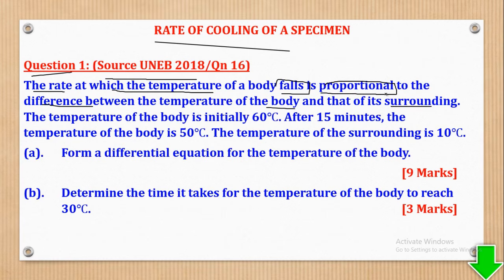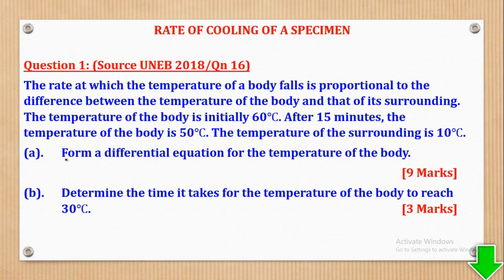Like I told you, the differential equation you are going to solve, sometimes they give you in word form and you have to extract it out. So this first statement is what will help us to extract out the differential equation. But let's first complete reading the question.